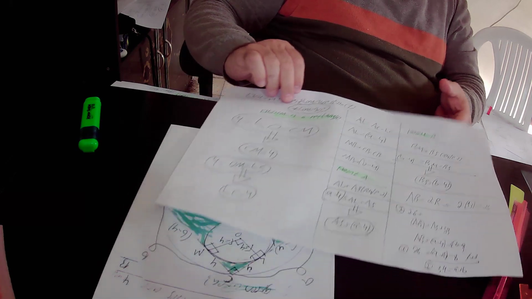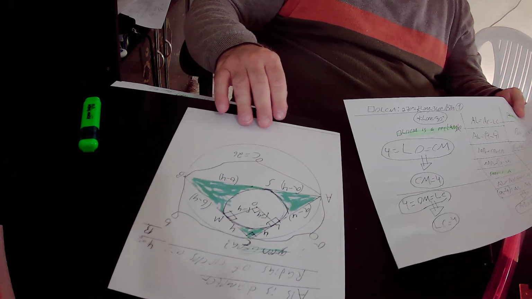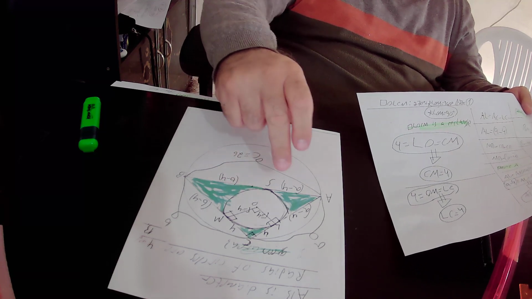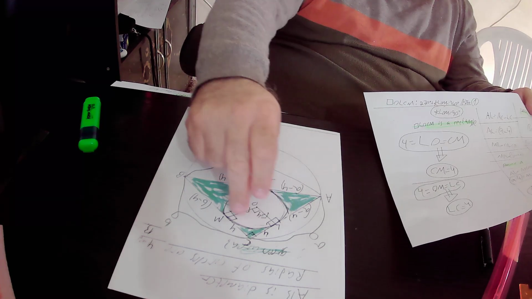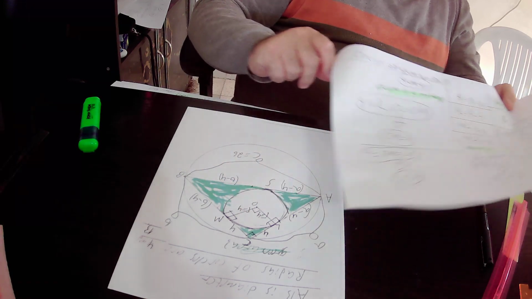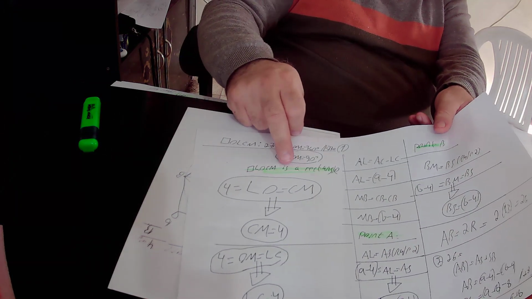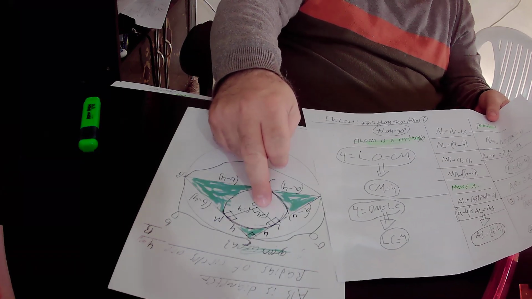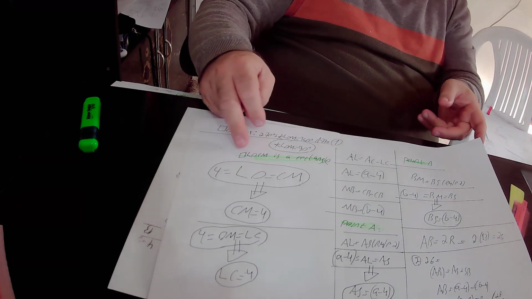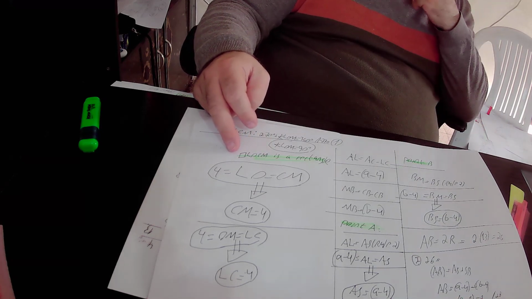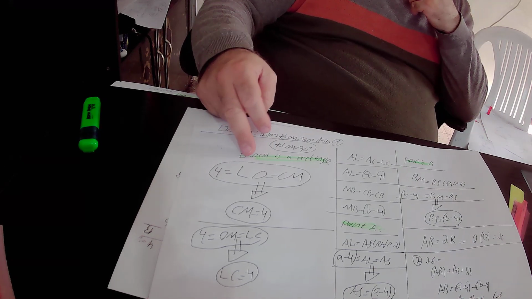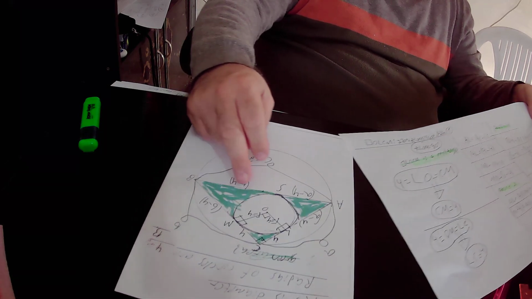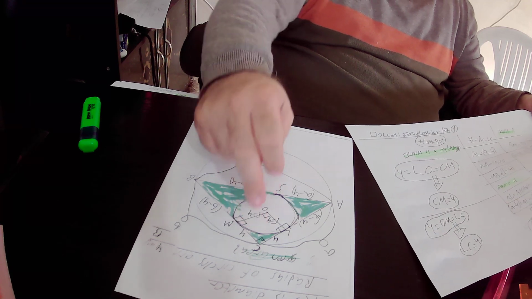And we know that the opposite sides of a rectangle are equal to each other. So in rectangle LOCM, its opposite sides are equal. That is to say, LO equals CM. But we have already found that LO equals 4 units. This is the radius of the small circle. So from 4 equals LO equals CM, we derive that CM is also equal to 4 units.